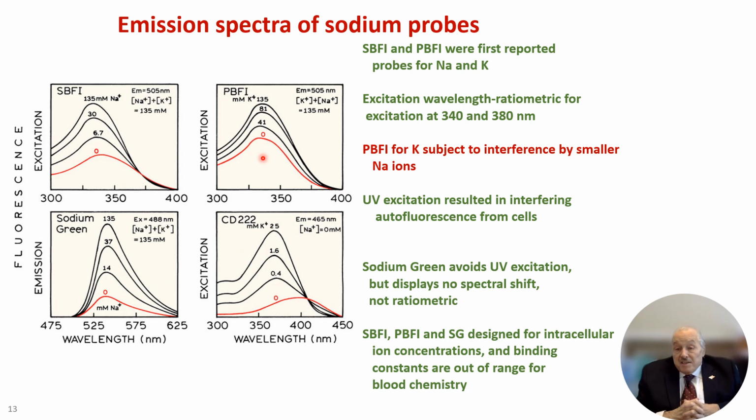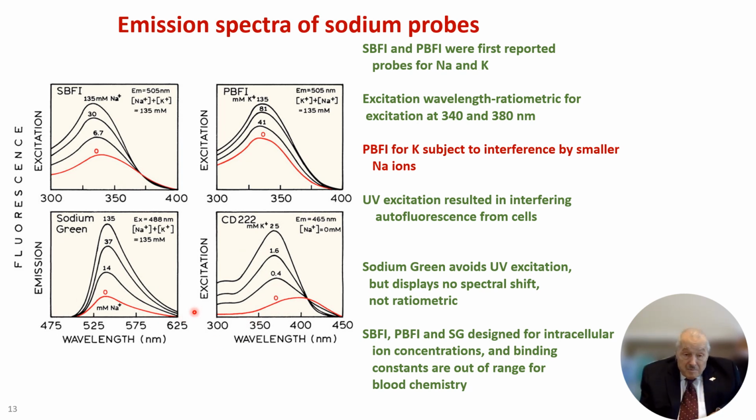So you can use these as sodium and potassium probes. A disadvantage is the short wavelengths. Cells are often not happy with the short wavelengths, and also there's autofluorescence from the cells at the shorter wavelength, and NADH absorbs, of course. So these are sort of less favored right now. CD222 you can see is also an excitation wavelength ratiometric probe.